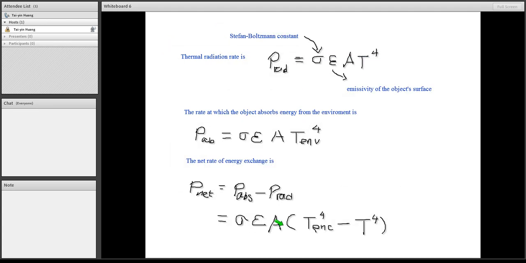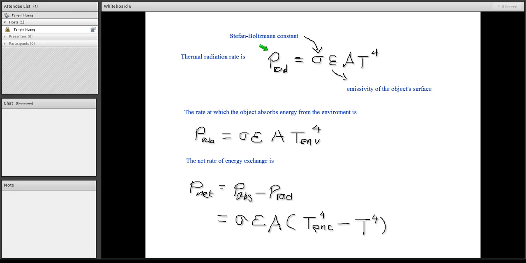Now the one last slide is the third heat transfer mechanism, which is thermal radiation. Let's say you have an object, and this object radiates a certain amount of energy. How much energy is radiated by that object per second? In other words, what is the thermal radiation rate? The thermal radiation rate radiated by the object is equal to a constant, the Stefan-Boltzmann constant, times the emissivity of the object surface, times the area of the object, times the temperature of the object to the fourth power.